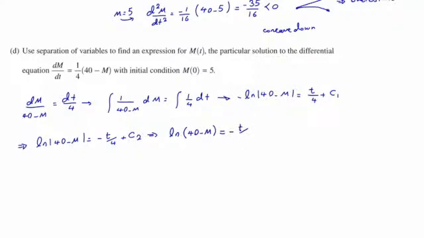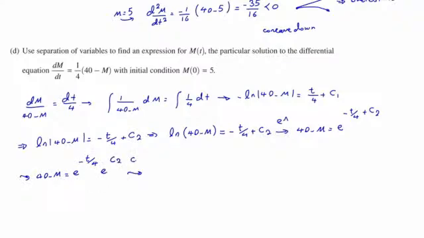ln of 40 minus m equals negative t over 4 plus c2. Then we consider e to the power of these things. So it will be 40 minus m equals e to the power of negative t over 4 plus c2. Then we consider 40 minus m equals e to the negative t over 4 times e to the c2. Then we define c3 equal to e to the c2. So 40 minus m equals c3 e to the negative t over 4. Then we can multiply by negative 1: m minus 40 equals c4 times e.